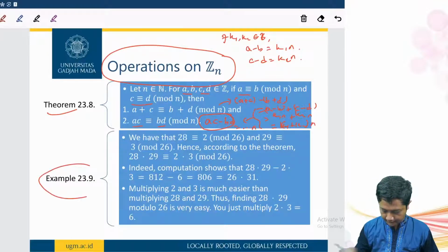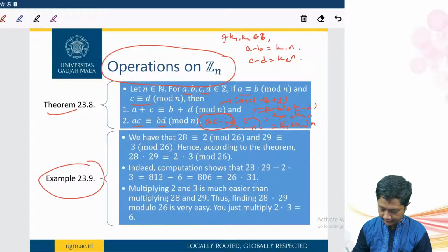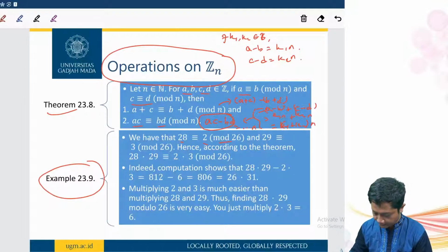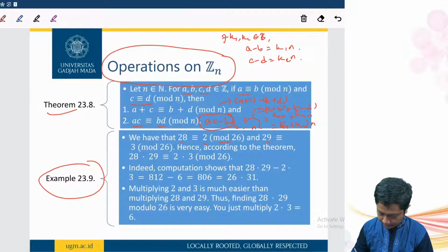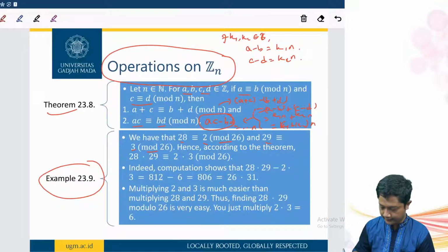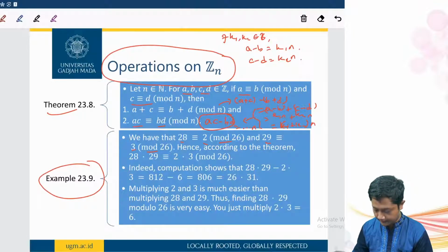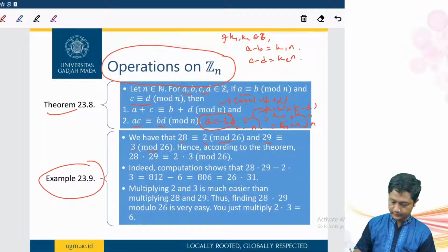We continue to the next example. We have 28 congruent to 2 mod 26. Be clear, because 28 minus 2 is 1 times 26. So we have this congruence. And 29 is congruent to 3 mod 26. Why? 29 minus 3 is 26. And if we want to calculate, for example, 28 times 29 mod 26, that will be very big.